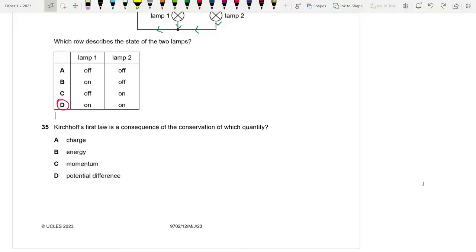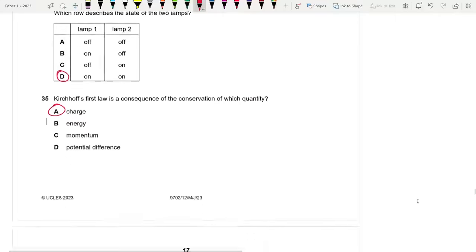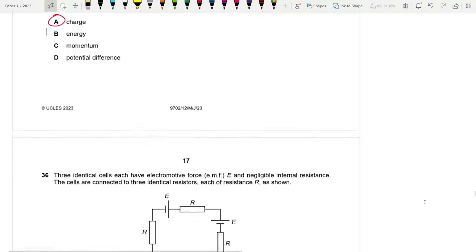All right. Okay. 35. Kirchhoff's first law, we know that it states that the sum of current entering a junction equals the sum of current leaving the junction, and it follows the conservation of charge. Okay, and the second law follows the conservation of energy. So 35 is A.